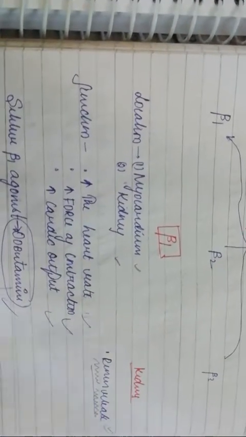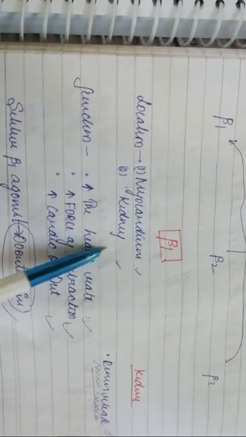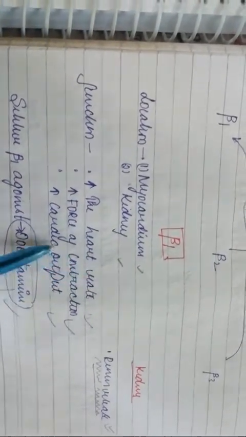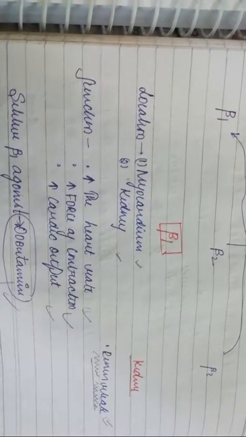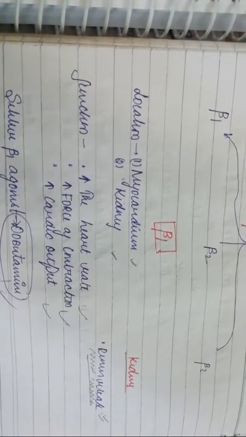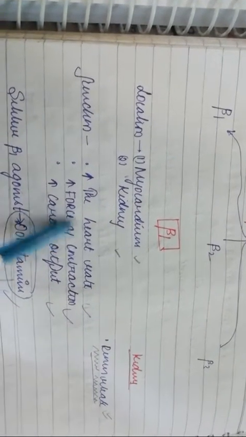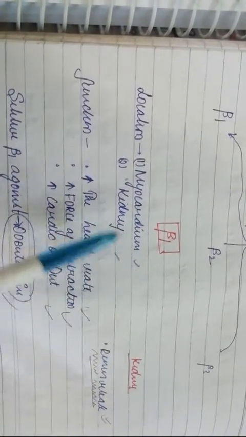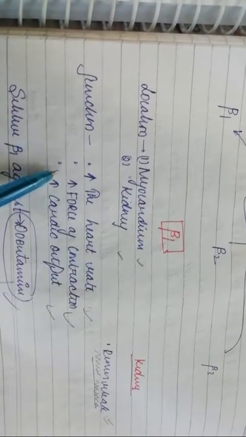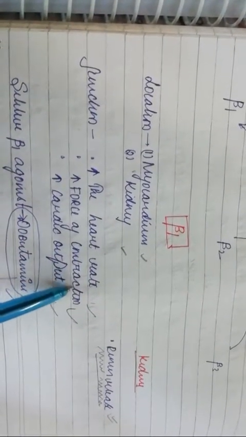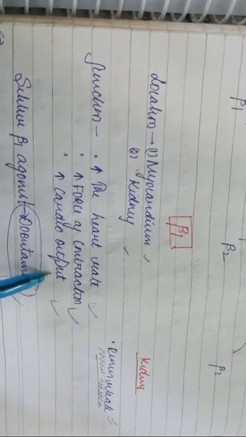If you see the beta 1 receptors, they are present in the myocardium, and they are present in the kidney here, right? If you look at the action of beta receptors, whenever I activate them, since they are present in the myocardium, it increases the heart rate, that is chronotropic, it increases the force of contraction, that is inotropic, and increases cardiac output, right?